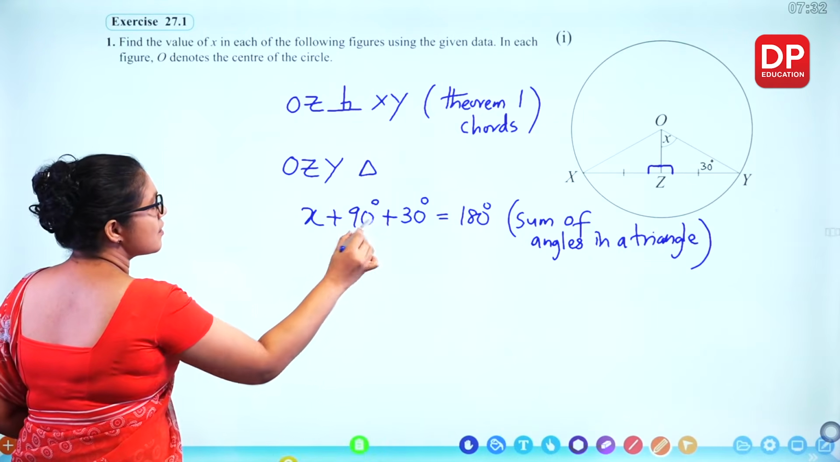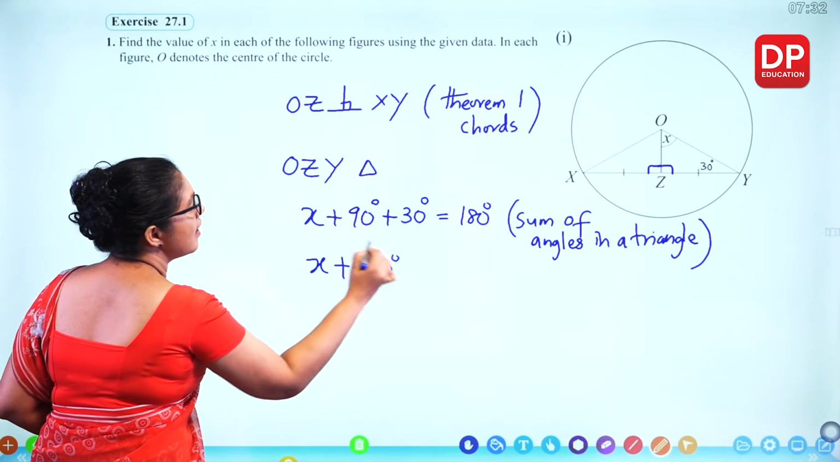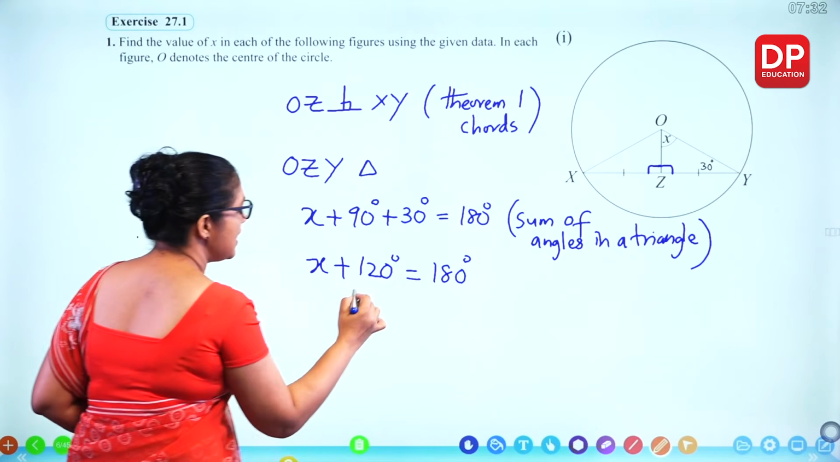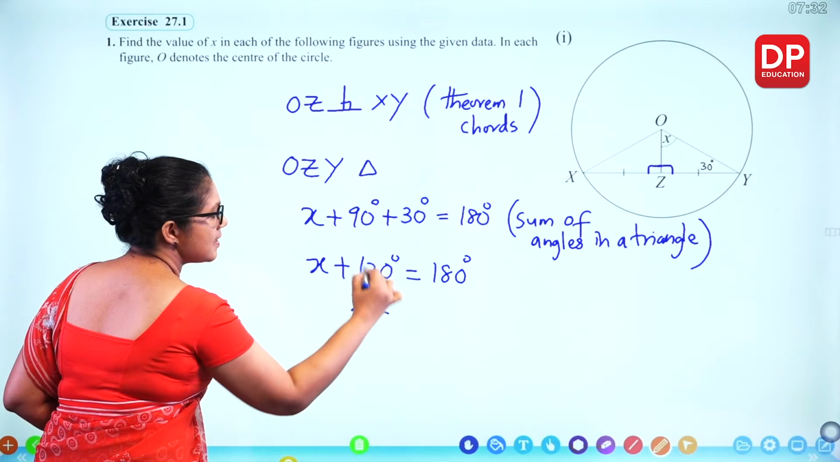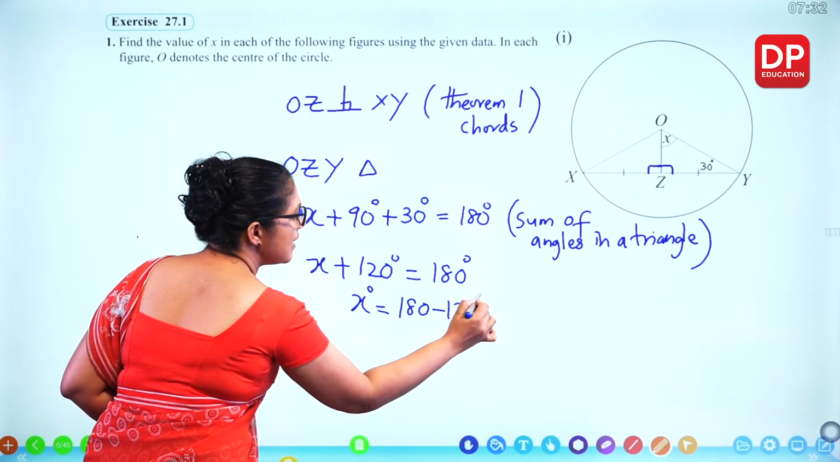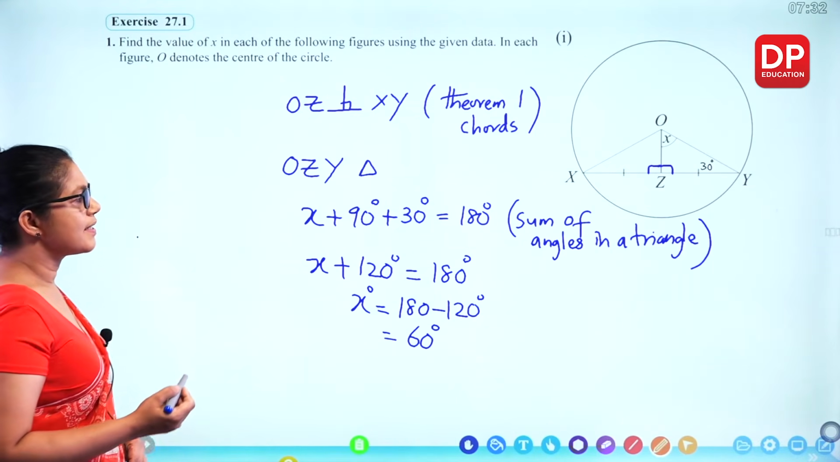So when you solve this, x plus 90 plus 30 is 120, is equal to 180. x becomes, take 120 to the other side, 180 minus 120, you get 60 degrees.